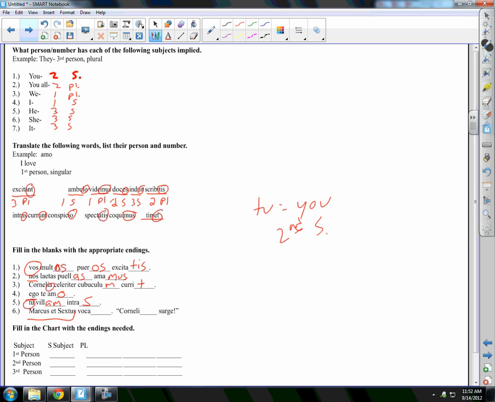Marcus and Sextus together create a third person and plural. So my verb has a third person plural ending. They're yelling at Cornelia to get up, so I'm going to use the vocative ending for Cornelia. Marcus and Sextus yell, Cornelia, get up.